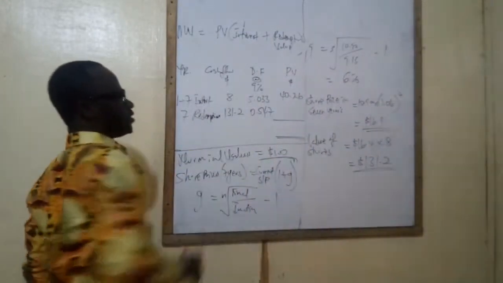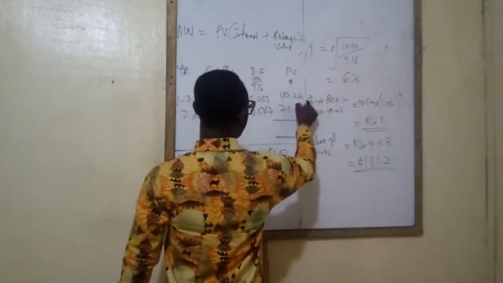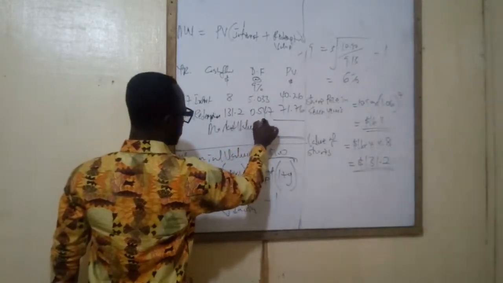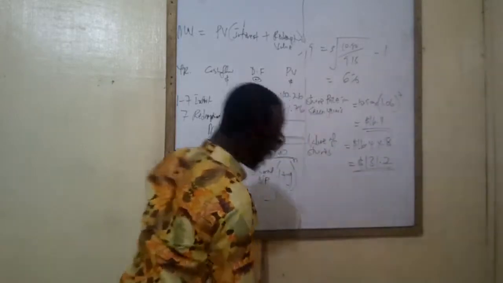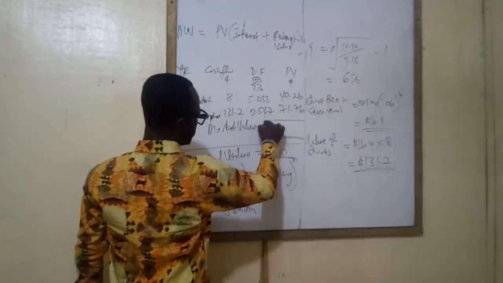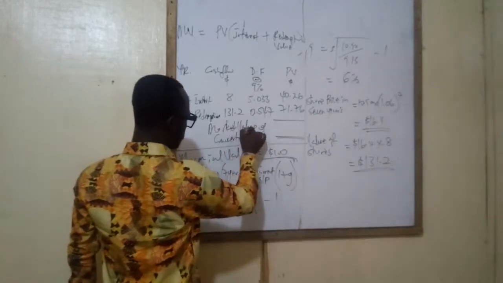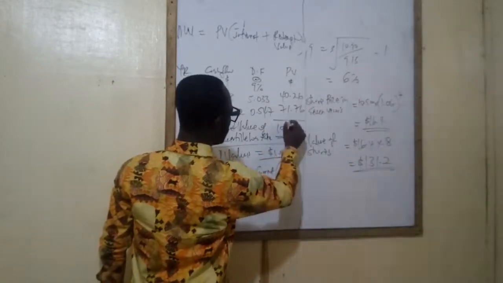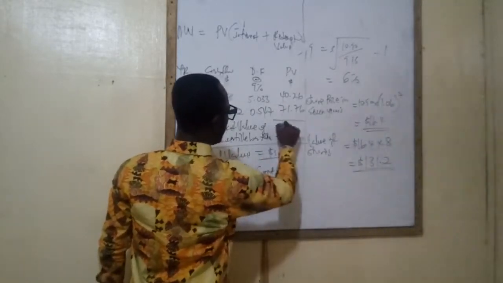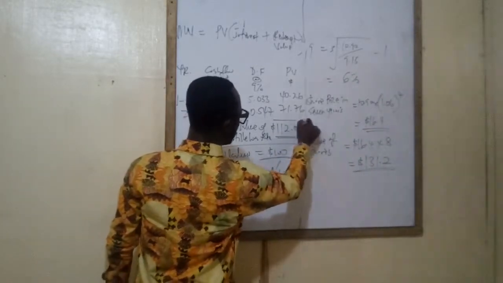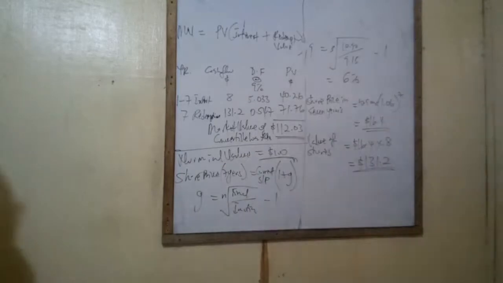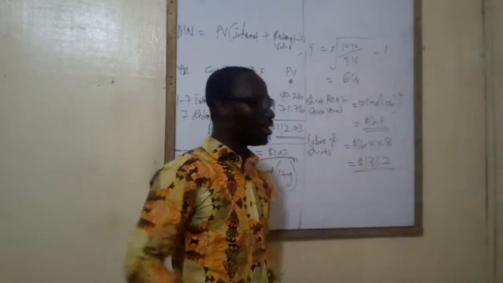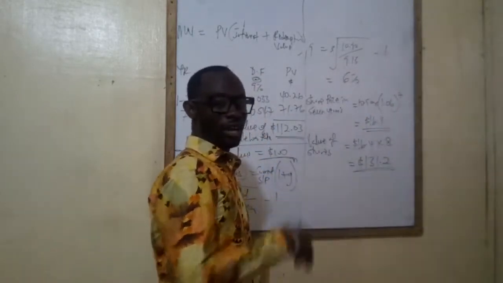71.76. Total, that becomes the market value or market price of the convertible bond. 112.03. That is the answer to the question. Is that right? 0.26, so it can be 0.3.